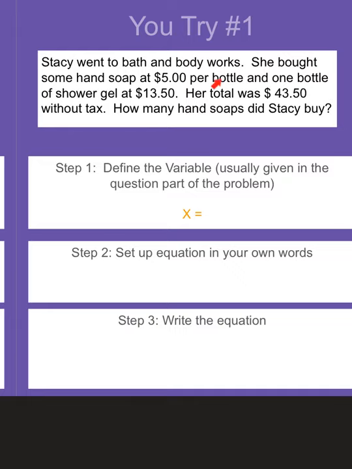Stacy went to Bath and Body Works. She bought some hand soap at $5 per bottle and 1 bottle of shower gel at $13.50. Her total was $43.50 without tax. How many hand soaps did Stacy buy?